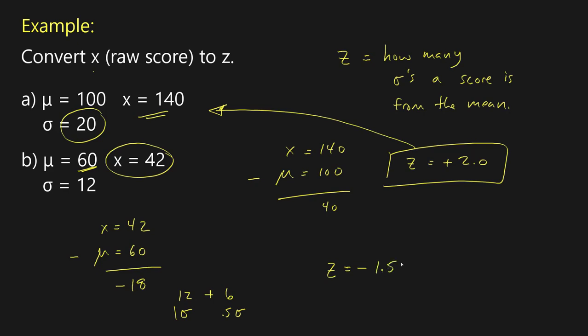So it's 1.5 standard deviations, but we don't leave that part on. The z-score tells us how many standard deviations. It doesn't have any units. So my answer is that 42 is 1.5 standard deviations below 60, or has a negative z-score of negative 1.5.